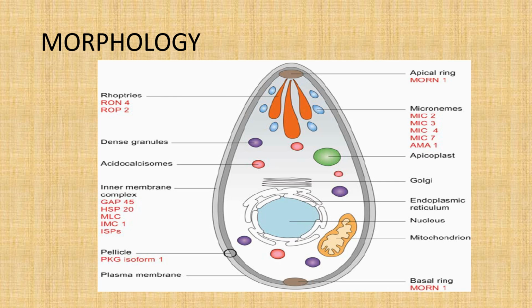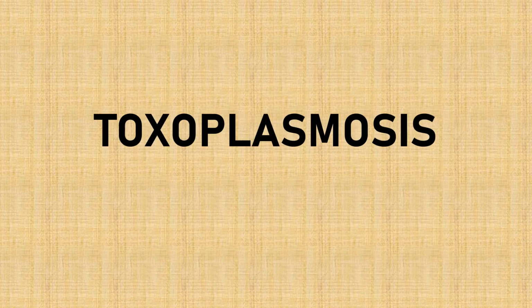So in addition to rhoptries, micronemes, apical and basal ring, we can also check out the pellicle over here. The pellicle is basically a composite structure, and it consists of the plasma membrane and the inner membrane complex. So we have a nucleus, we have the organelles that we are well aware of, the Golgi, the reticulum, the mitochondria. In addition to these, we can also check out the rhoptries, the micronemes, the apical and basal rings, which are basically MTOCs, and the pellicle as well.